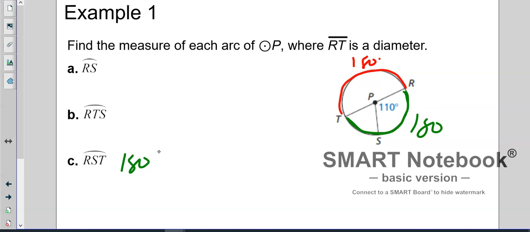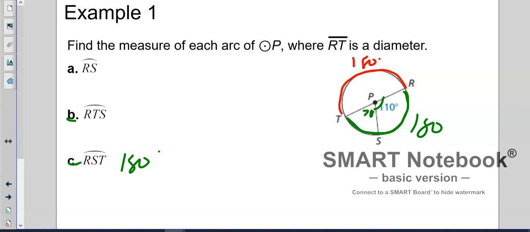Now, you look at B and C and they're RTS, RST. What does that mean? Well, we'll talk about that in a second. Now, if this is 180 in the green and this piece right here is 110, that leaves 70 degrees right there, because 70 plus 110 is 180. Okay, so we have 180, 110, and 70. Those are our three numbers basically.